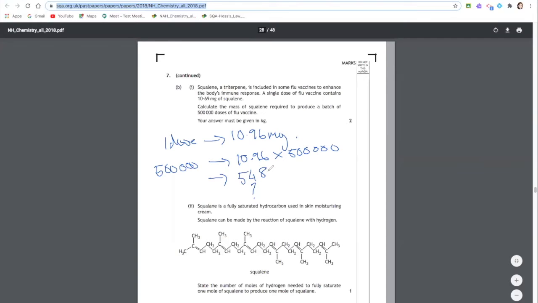548 and 4 zeros. So that's in milligrams. We want it in kilograms. So you might find it easier to change it to grams first. There are 1,000 milligrams in a gram, so we want to divide this by 1,000 to put it to grams, which gives you 5,480 grams, which then to get into kilograms, you divide by 1,000 again, which is 5.48 kilograms.